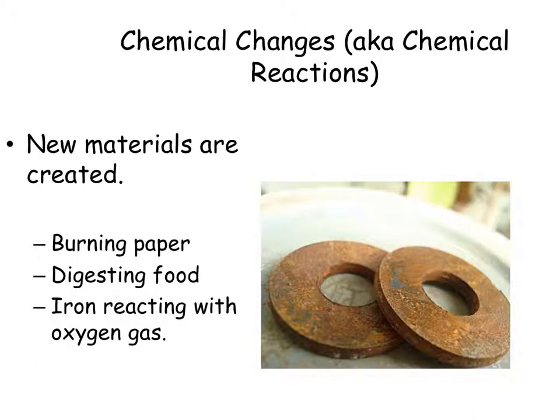Whereas on the other side, chemical changes, which you can also think of as being a chemical reaction, actually completely change what you're working with and create something new. If you burn paper, it becomes this black pile of ash. You can't get paper back from it.